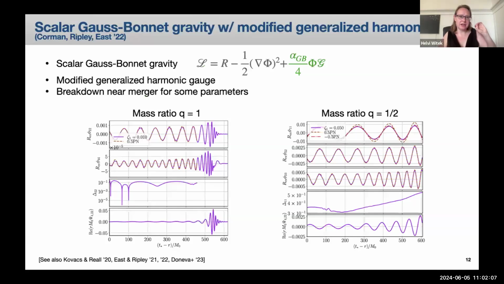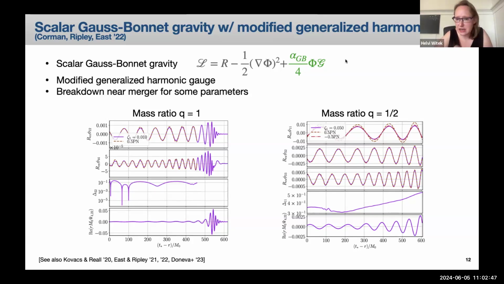So let me advertise some work by Max Corman, Justin Ripley, and Will East, where they again looked at this scalar Gauss-Bonnet gravity theory. As a reminder, what you have is your Einstein-Hilbert term, a dynamical scalar field, so this is just a kinetic term for the scalar field, and then a coupling between the scalar field and the Gauss-Bonnet invariant. And here they used the modified generalized harmonic gauge. Or in other words, they actually solve this theory in full using a new gauge condition.